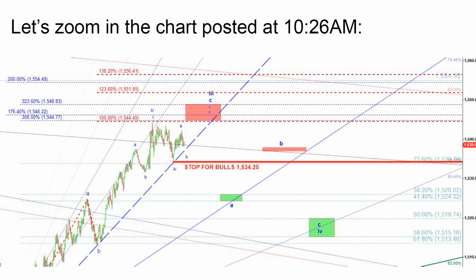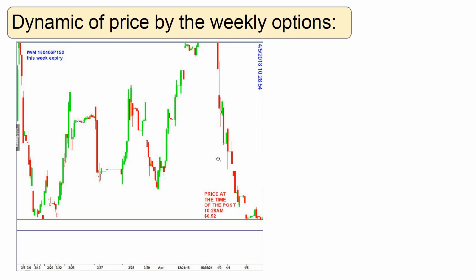So how can we foresee what would be the price of our put options at the time when price finally finds its resistance somewhere close to or inside the red box? Let's look at one of those four options we identified. This one was the option with the strike 152, which was to expire the next day. Remember, we are talking about Thursday morning, and that option would expire on Friday. At the time of the post, about 10:28 a.m., the price was 52 cents.